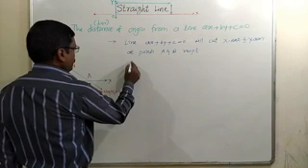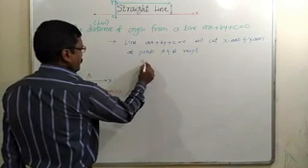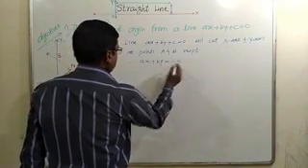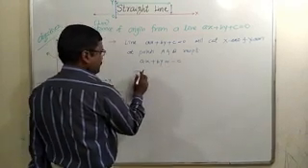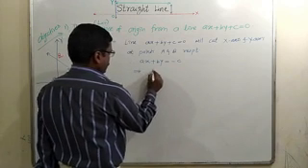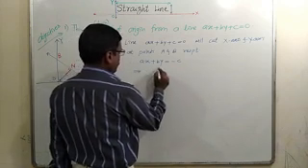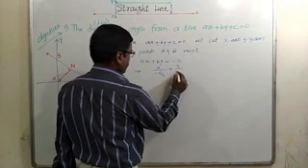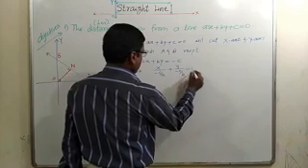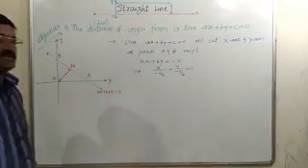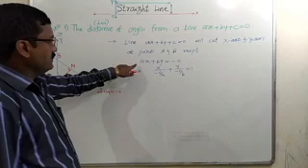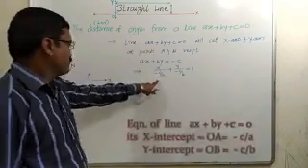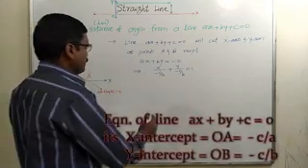Therefore, ax plus by equal to minus c implies x upon minus c upon a plus y upon minus c upon b is equal to 1. That means what we have done here, we have written this general equation ax plus by plus c in double intercept form, so that we get here intercepts.